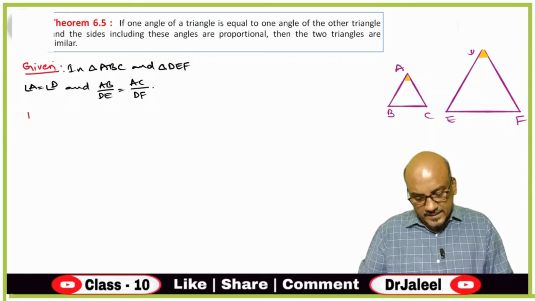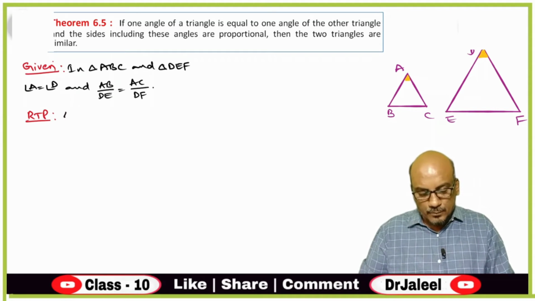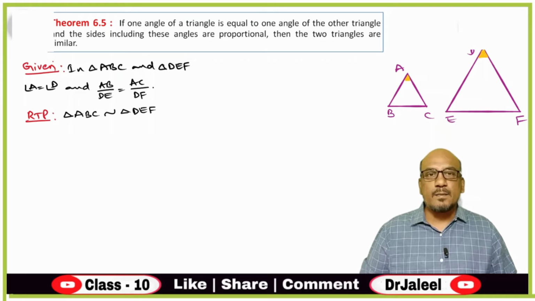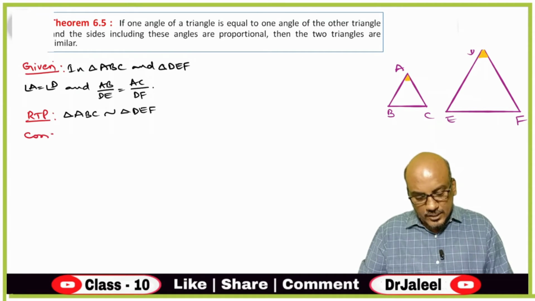Now let us present RTP, required to prove. What is he asking us to prove? He is asking us to prove that the two triangles, triangle ABC and triangle DEF, are similar. So children, we will go for construction now.